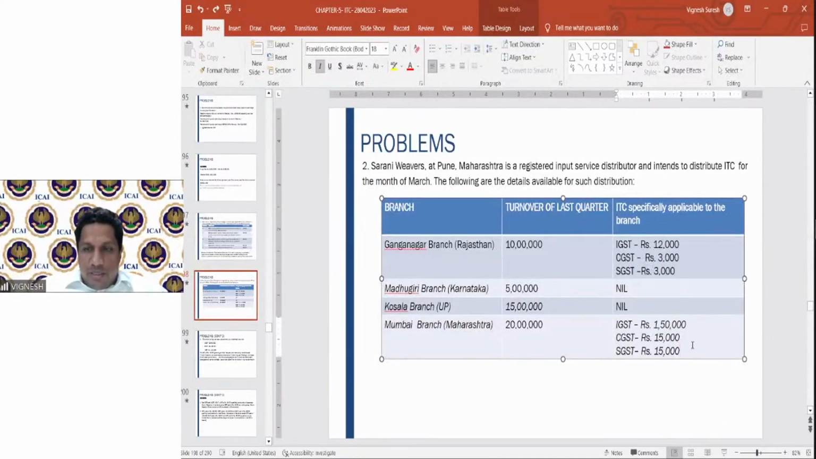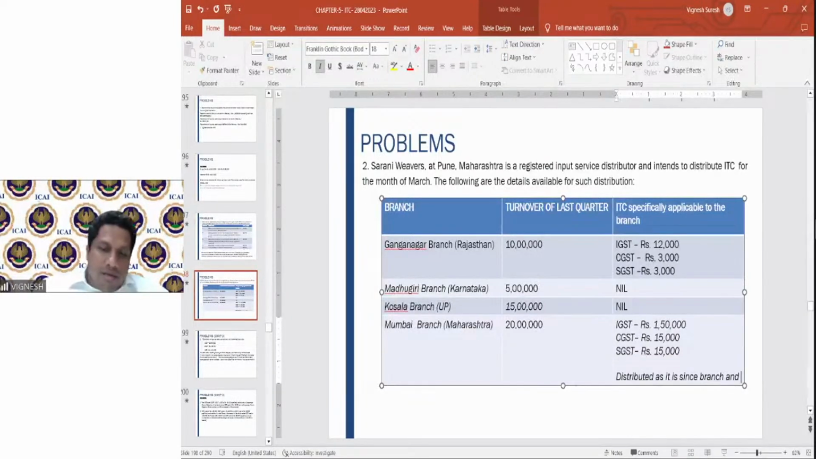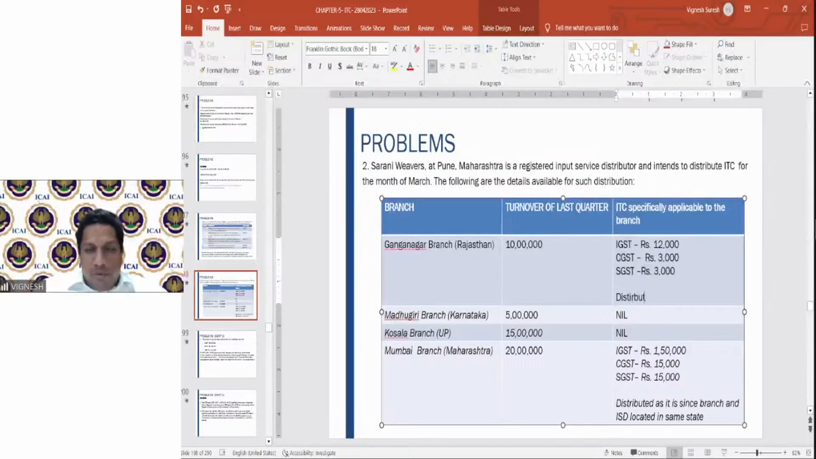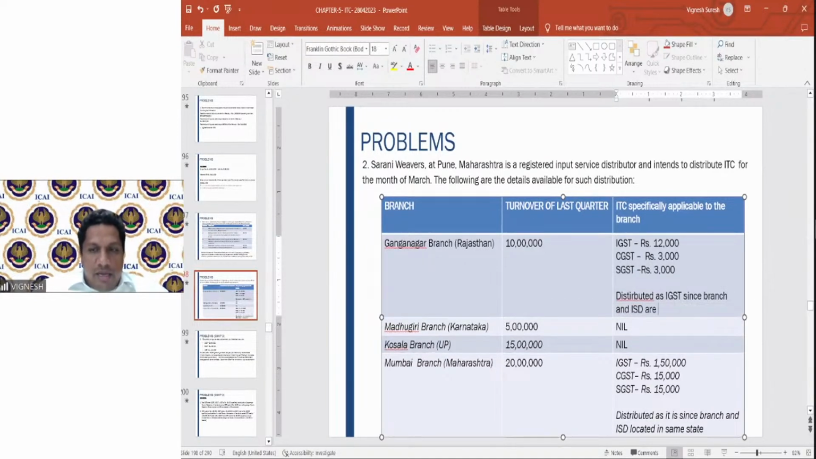Okay, I hope it is clear. Distributed as it is since branch and ISD are located in the same state. This 18,000 will be distributed as IGST since branch and ISD are in different states. I hope you got the clarity. Madhugiri, Kosala, nothing is there.